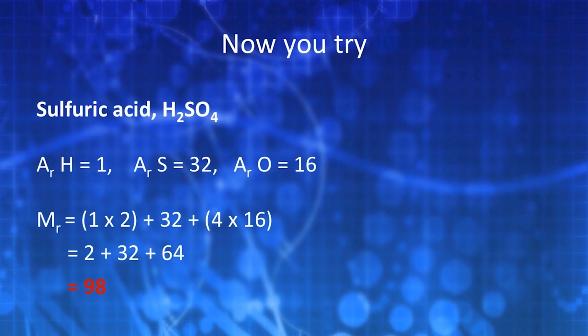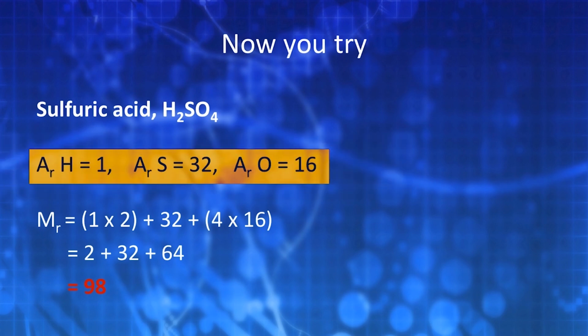Step 3, look up the relative atomic masses, RAM or Ar, of the atoms by referring to the periodic table. So the RAM, or relative atomic mass of hydrogen, is 1. The RAM of sulfur is 32, and the RAM of oxygen is 16.